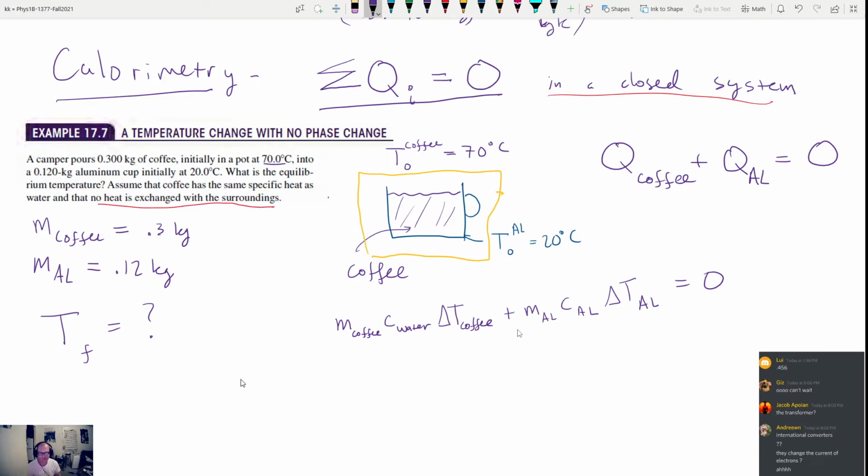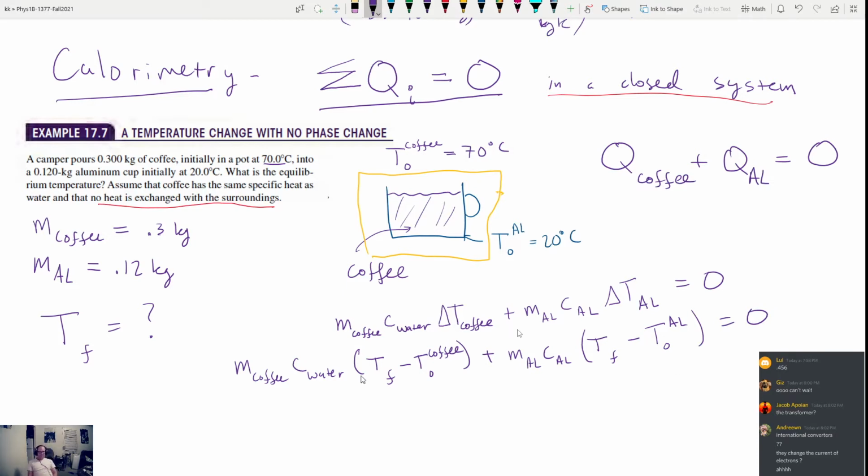So let's expand out these delta T's. So delta T coffee is going to be the final temperature of the system minus the initial temperature of the coffee, plus delta T for the aluminum, which will be the final temperature of the system minus the initial temperature of the aluminum. And then all we need to do is to solve for the final temperature.